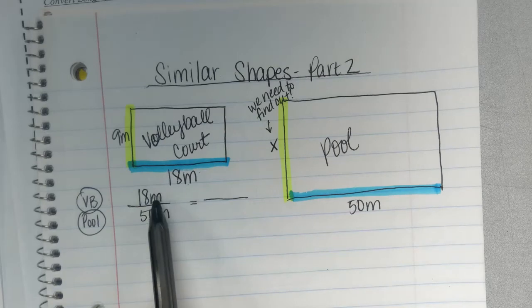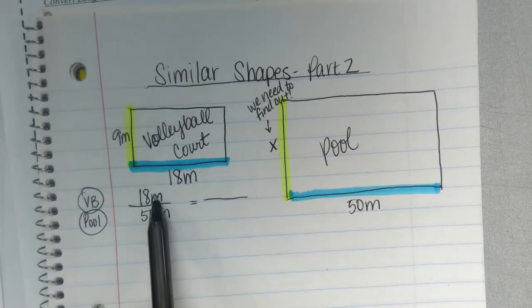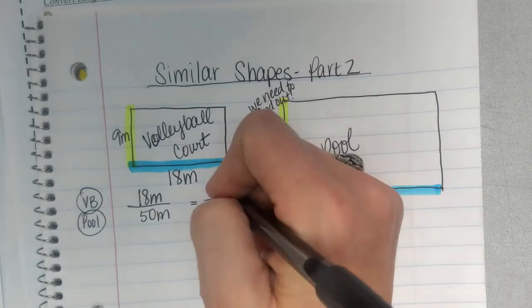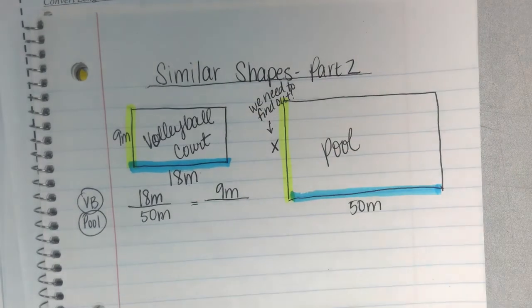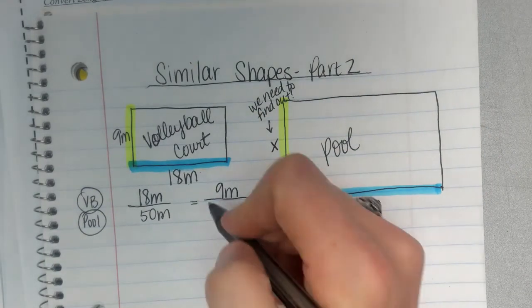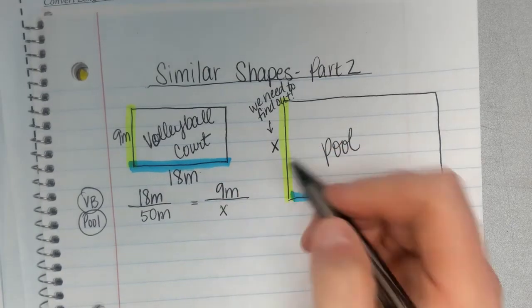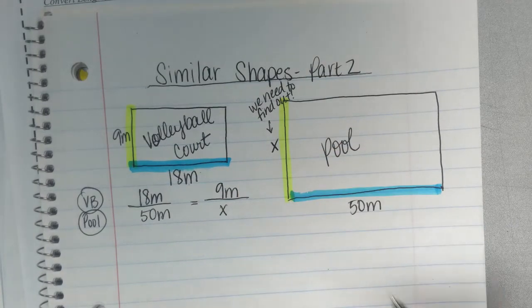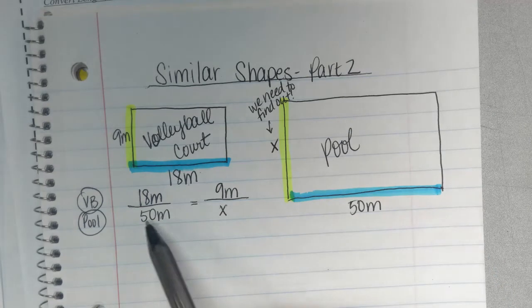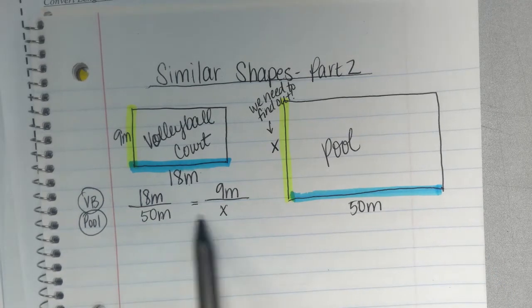So we have the volleyball measurements on top here. So we have to put the other volleyball measurement here, 9 meters. And then we're looking to find what this is. So this has to go on the bottom, X. And it matches up with the pool. So we have volleyball on top, pool on the bottom.